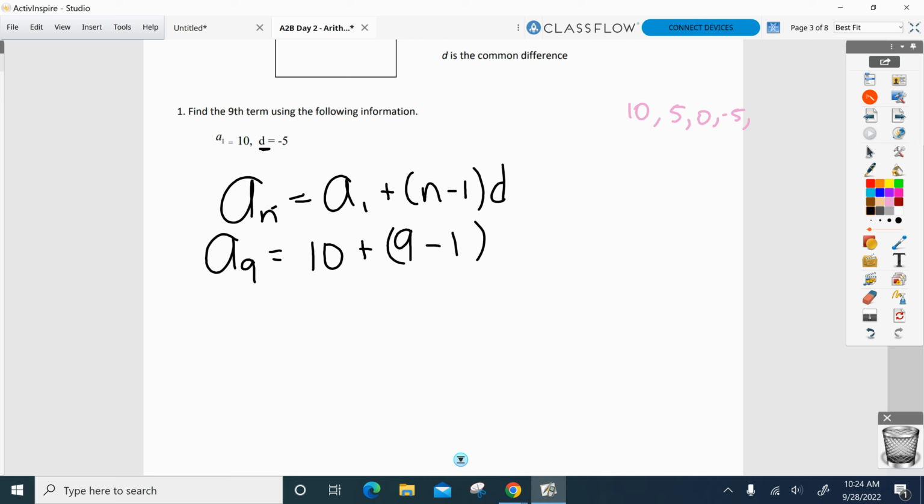-1 with a D value of what? What are you doing with that -5? Is it like this? That looks like subtract 5. And you probably will subtract 5. But what should I be doing with the -5? Multiplying it. So times -5. Now find the 9th term.